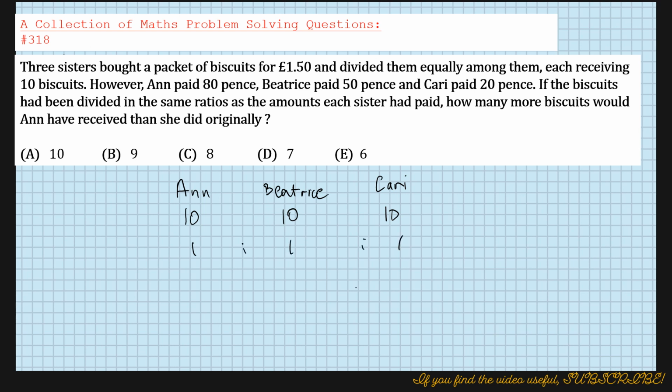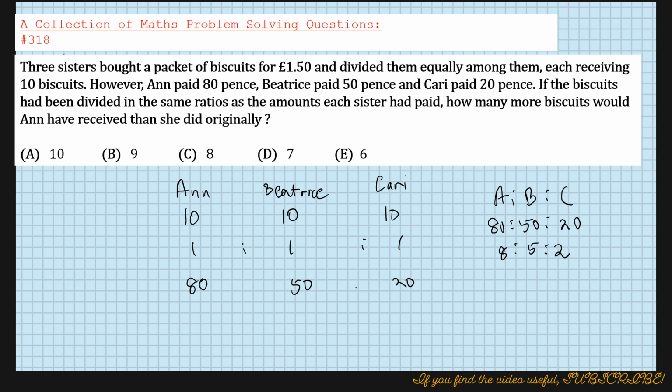So in terms of money, Anne paid 80, Beatrice paid 50, and Cari paid 20. So the ratio of the amounts would be A is to B is to C, where A is Anne, B is Beatrice, and C is Cari: 80 is to 50 is to 20, or we could rewrite this as 8 is to 5 is to 2.